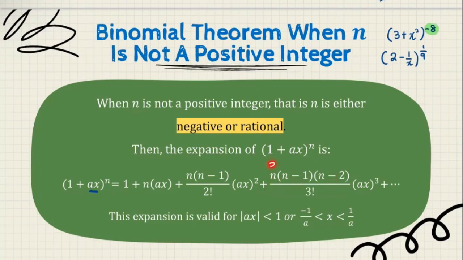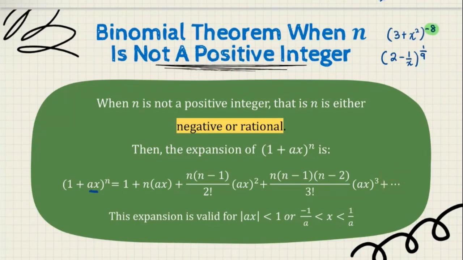Contohlah n kita ada 3. So sini akan jadi 3, 2, 1. Okay, so sebab kita ada 3 term, so dia adalah 3 factorial. And sini akan jadi ax to the power of 3. And then kita akan ada plus dot dot dot. So untuk rational dan juga negatif power ni, dia tak akan ada hujung. Sebab tu dia akan always ending dengan plus dot dot dot.